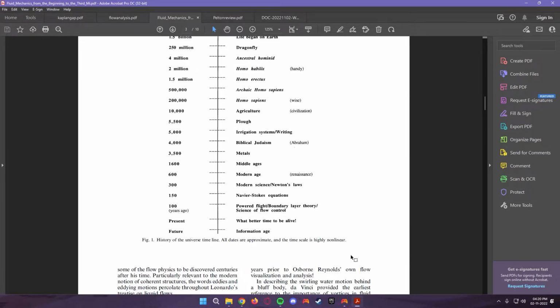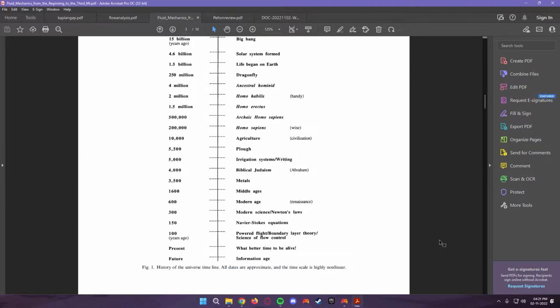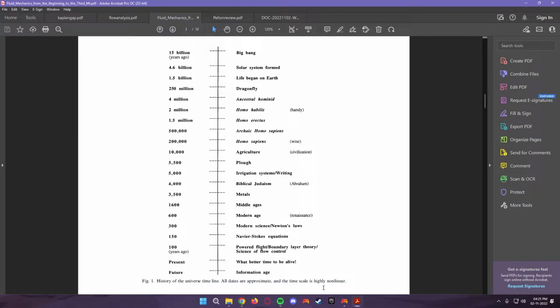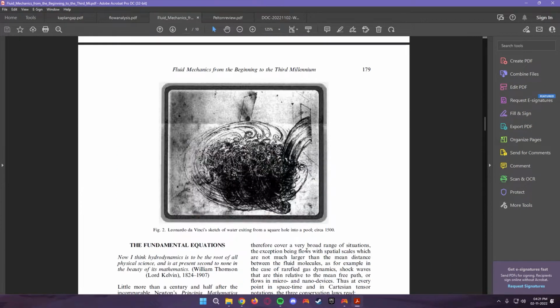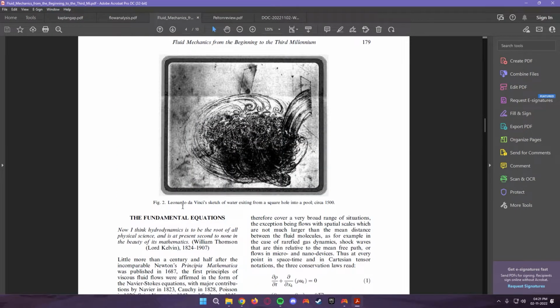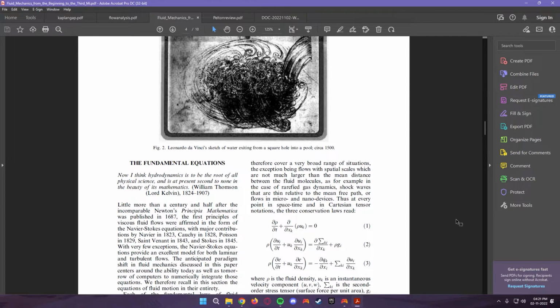These are the history milestones that they have provided. History of the universe timeline. All dates are approximate and the time is highly non-linear. Now moving forward, here is Leonardo da Vinci's sketch of water exiting from a square hole, circa 1500.